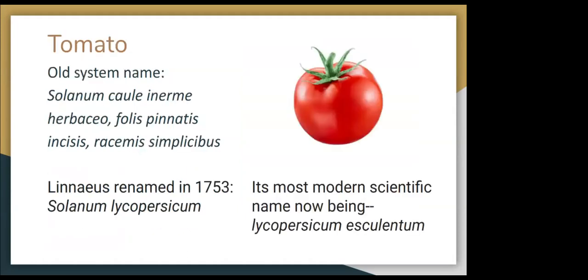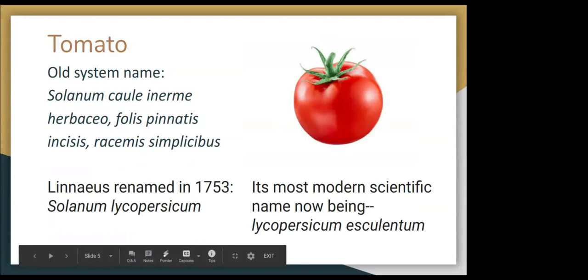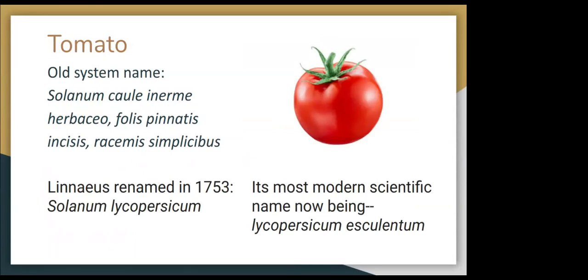For example, the tomato back in his time under the old system had this huge long name, Solanum, caule, inerme, herbaceo, folus, pinnatus, incisus, racemus, simplicibus. That is a long name, just for one tomato. He renamed it using his own system in 1753, and the tomato got the new name of Solanum lycopersicum.